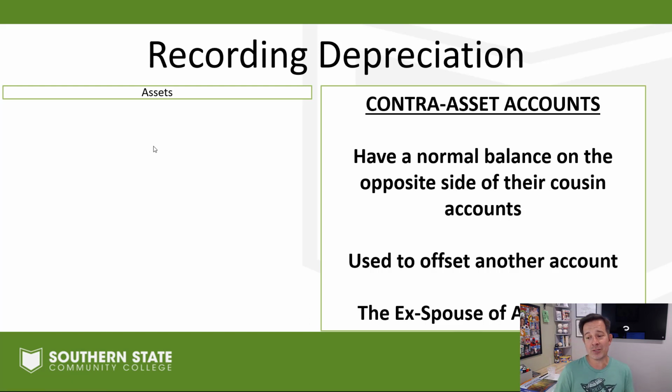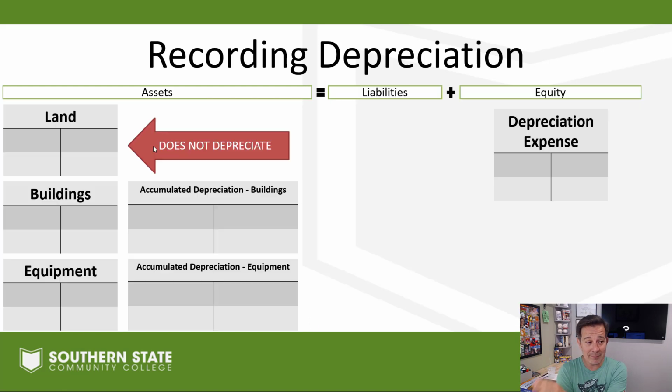Now, if you're a video game person, I mentioned contra. I'm not talking about the old Nintendo game with the cheat code of up, up, down, down, left, right, B, A, start, and you get unlimited men. Not talking about that. A contra account has a normal balance on the opposite side of their cousin accounts. And what that means, even though it's on the asset side, and I told you assets go up on the debit side because they're on the left-hand side of the accounting equation. Even though it's on the left-hand side, it's going to work backwards, which means it's going to go up on the opposite side. Okay? Contra, opposite, backwards.